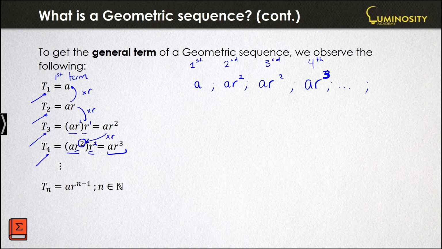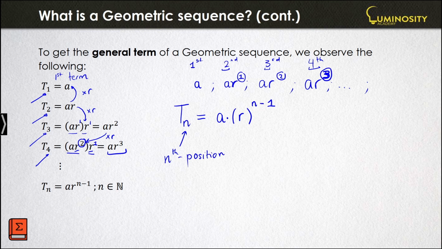So, what is the pattern here? Well, if I look at positions 2, 3, and 4, I see that the power of the constant r seems to be 1 less than the position that I'm in. First let's note, every single term has an a in it. So they definitely all have an a. Then they have a times by r. But the power of r depends on the position of the term in the sequence. At the second position, the power is 1. At the third position, the power is 2. At the fourth position, the power is 3. So in general, in the nth position, the power of r simply seems to be 1 less, n minus 1. And that is where we get the general formula for a geometric sequence.